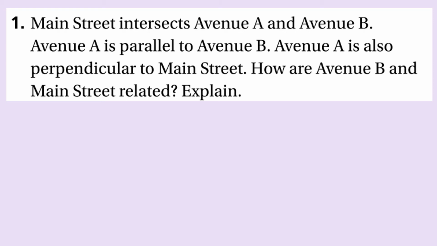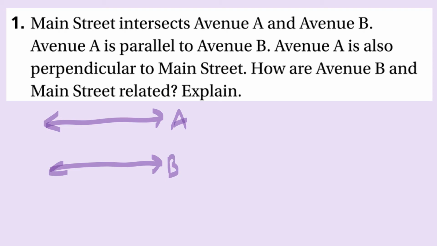Okay, so I can't really do anything there because it doesn't tell me what kind of lines they are, but it says Avenue A is parallel to Avenue B. So this is A, this is B. You can just draw it like that. That's fine. And these are parallel to each other, so I'm going to make my little tick marks there. Then it says Avenue A is also perpendicular to Main Street. So Avenue A is perpendicular to Main Street, and I'm going to draw in that little 90-degree angle there, and this is M, Main Street.